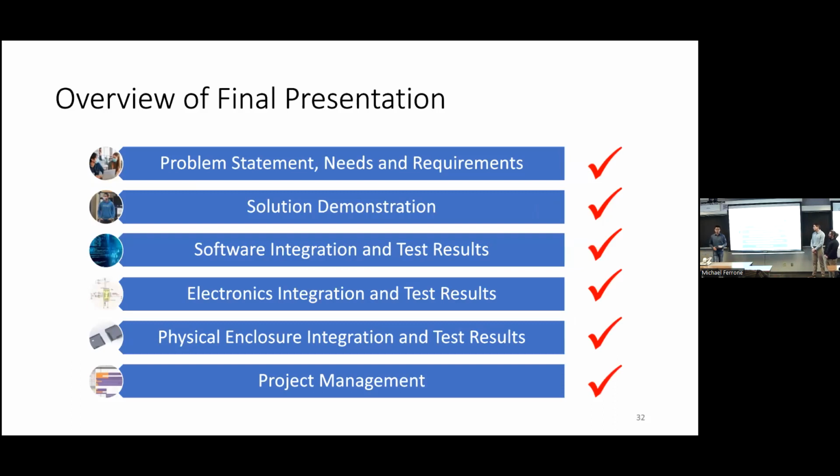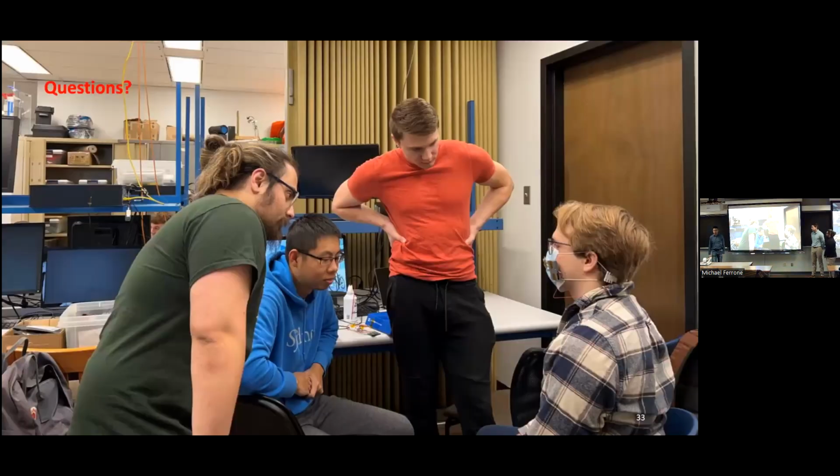So overall, we went through a problem statement where we need to find a solution for clear communication while wearing masks indoors. We've gone through our demo of the solution. We've gone through how we came up with the software, how we designed our circuits, and then our physical enclosure, our packaging, the housing of the project. And then lastly, we've gone through the different accomplishments, the lessons that were learned, and the project management part as well. And here's a picture of us working in the lab, and that concludes our presentation.